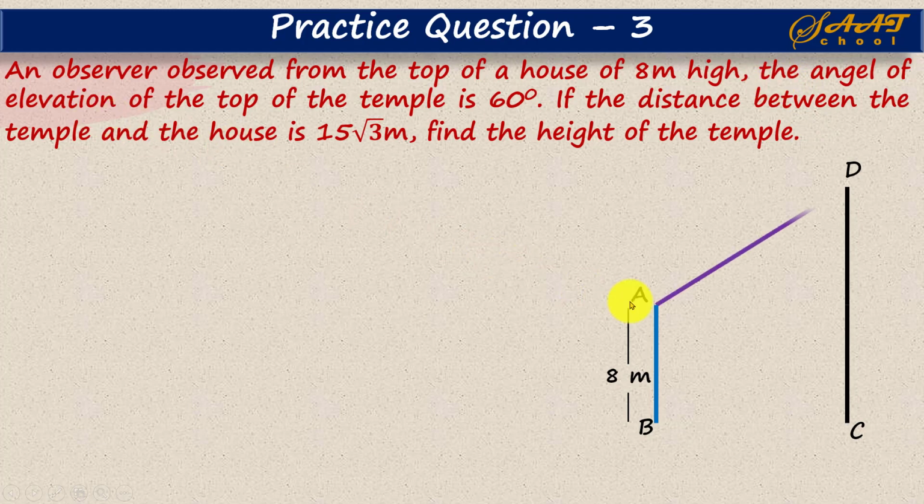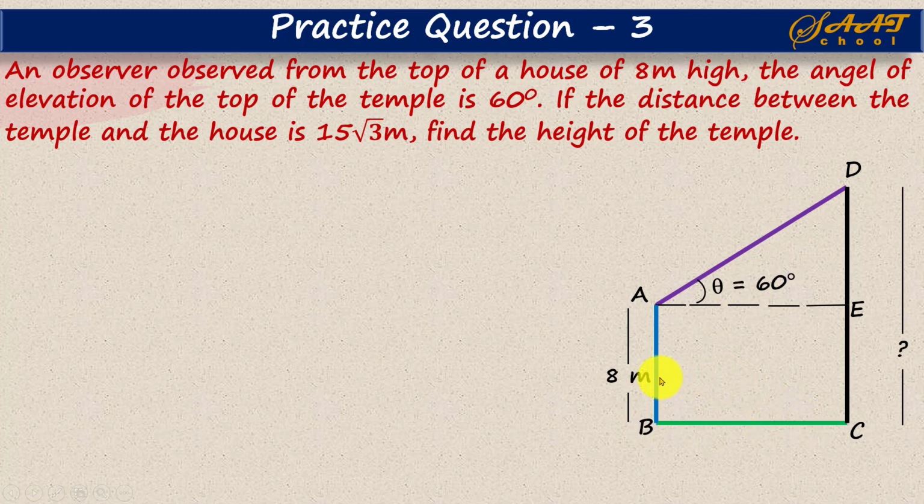Now here he is at this position A, meaning the observer is at the top of the house and he observed the top of the temple. The angle is 60 degrees. So this angle of elevation from the top of the house to the top of the temple is 60 degrees. And this BC is the distance between the house and temple. Now the question is to find the height of the temple, which is CD.